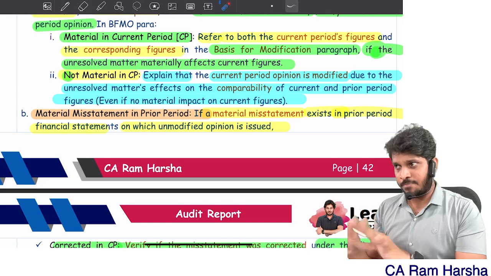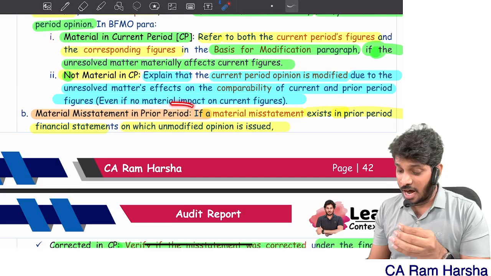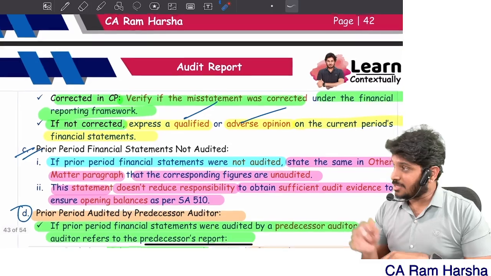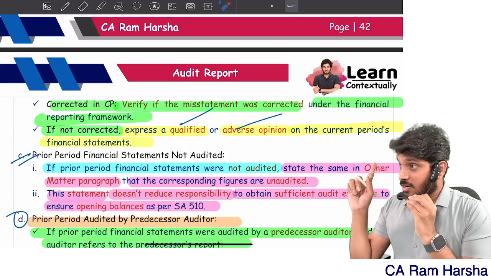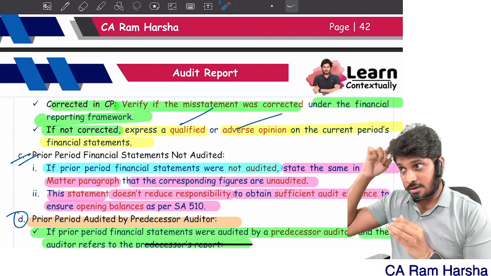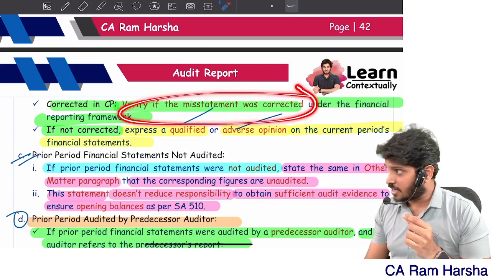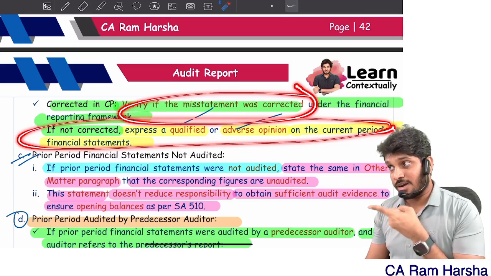For example, last year we gave an unmodified opinion, and this year that mistake is still there. Last year we gave an unmodified opinion, but actually a material mistake is there. What do we need to do? Rectify it as a prior period item. If rectified, no problem. If not rectified, we should now express a qualified or adverse opinion.